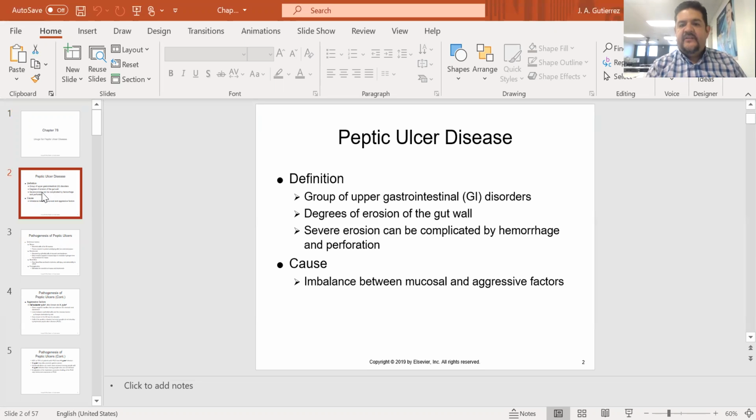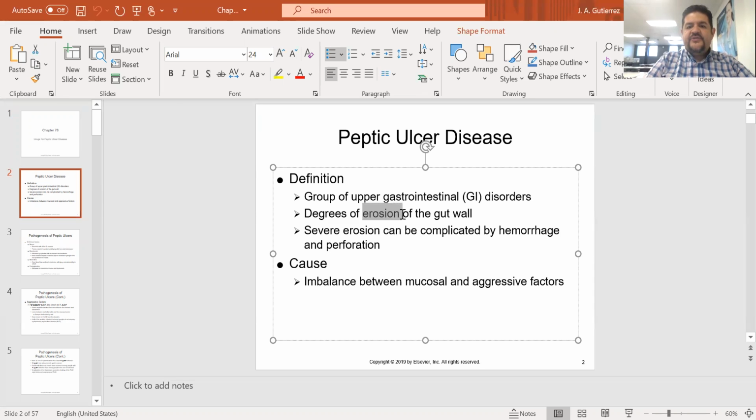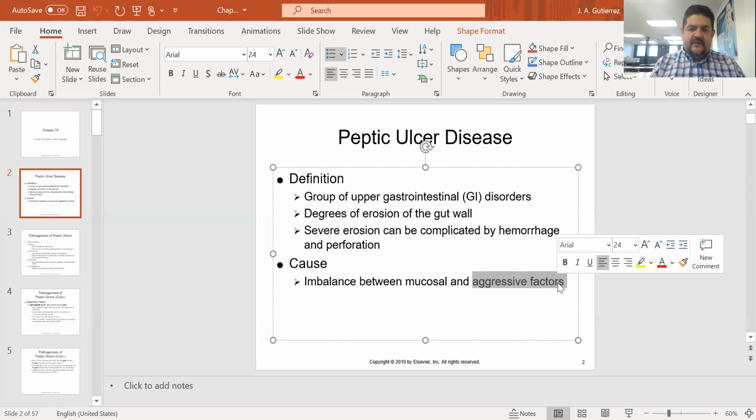Peptic ulcer disease is considered a group of GI disorders: gastritis, reflux, GERD. What they all have in common is an erosion of the gastric wall. This happens because of an imbalance between the mucosa of the stomach and whatever is attacking the stomach. It could be too much acid, an overstimulation of the acids, or an infection. So again, peptic ulcer disease is an erosion of the gastric walls due to infection or hypersecretion of acid.